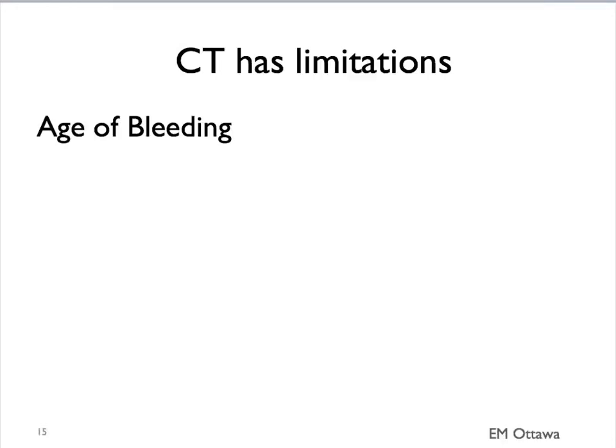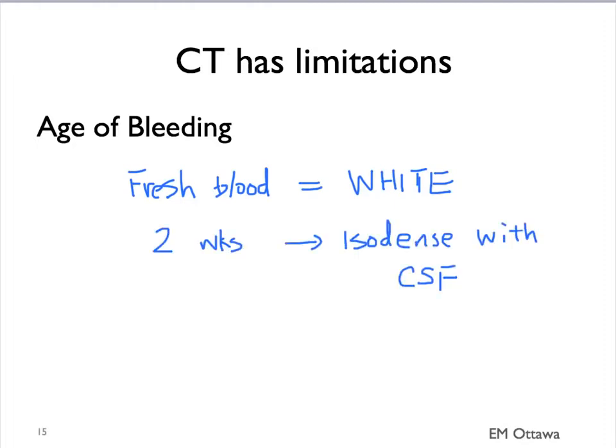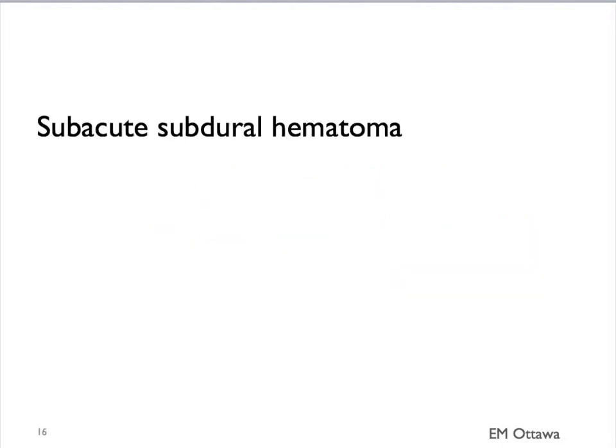Even though CT is the first investigation in patients with potential intracranial bleed, it has its limitations. It is related to the age of bleeding and the amount of bleeding. As you have seen before, fresh blood is bright white on CT scan. However, as it ages, the fresh blood will become less and less white and eventually become isodense to CSF at around 2 weeks' time. That makes the diagnosis more difficult as it is harder to appreciate the bleeding on the CT scan. That phenomenon is often seen in patients with subacute subdural hematoma.